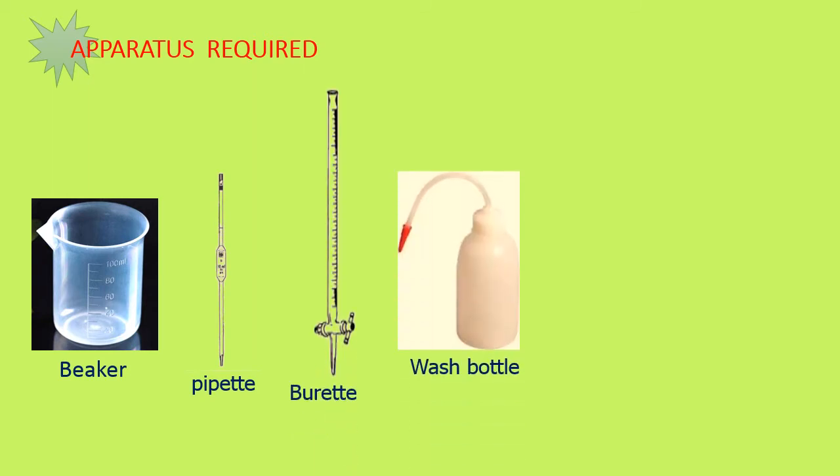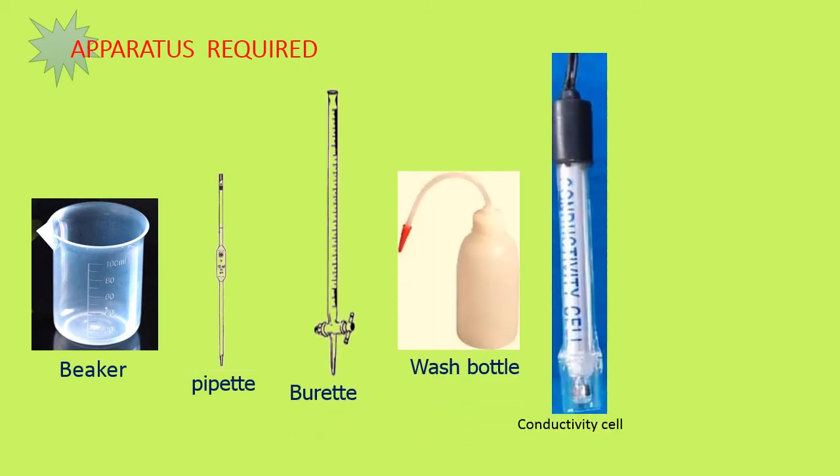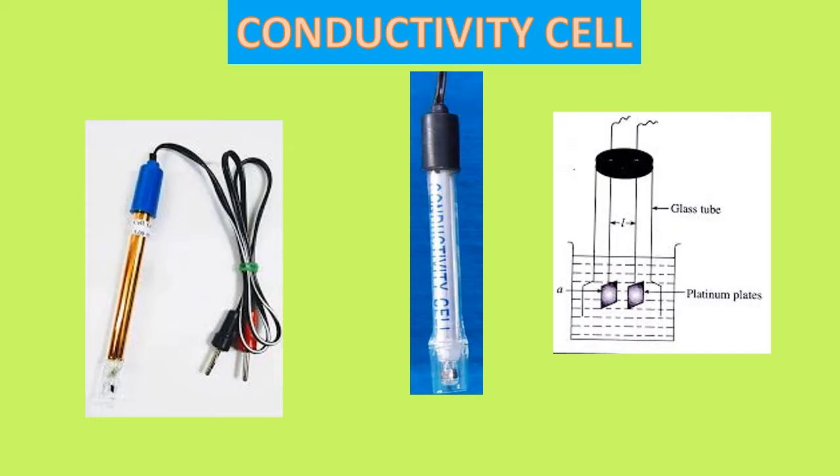Apparatus required. We want a 100 ml beaker, a pipette, a burette, a wash bottle, and a conductivity cell, which is very important, and also a conductivity meter to measure the conductance. For clarity, the conductivity cell is shown here. The conductivity cell is made up of two platinum electrodes, so it is called a conductivity cell.